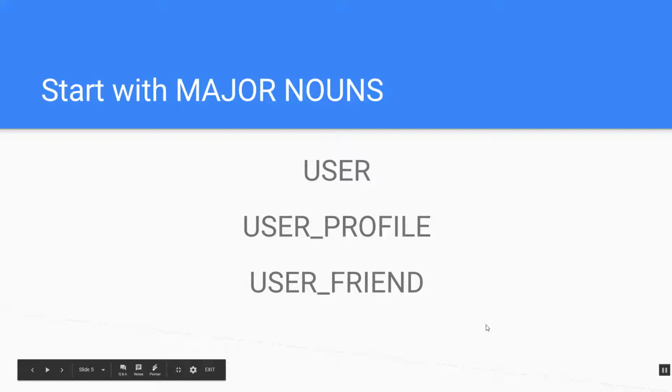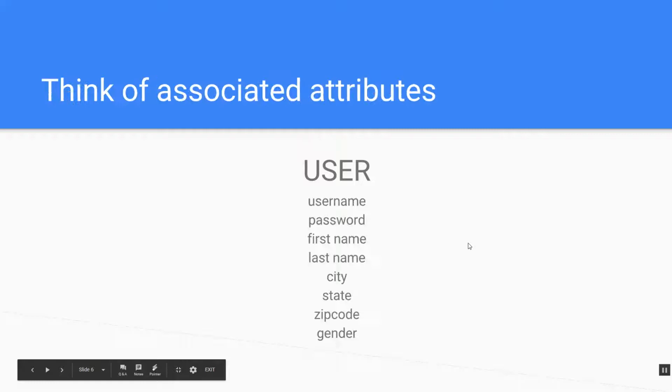Now, just from the short information that I've provided, I can see that I have to have a user. There's definitely going to be a user. There's definitely going to be a user profile. And then there's definitely going to need to be some sort of user-friend relationship. So let's start with the obvious one, user.